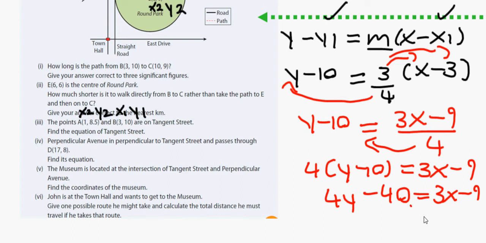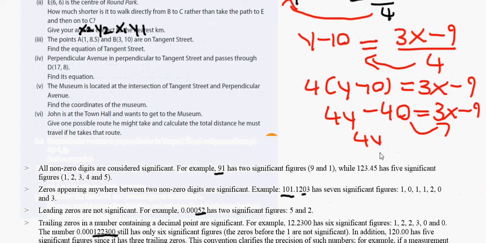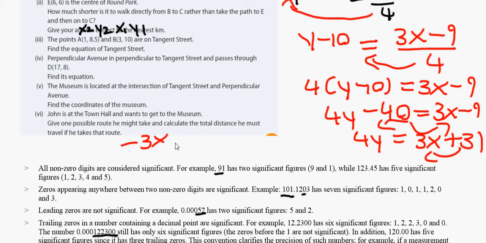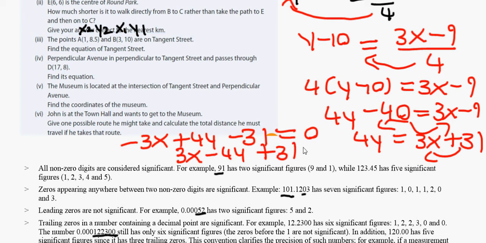You can bring the 40 over to your side if you want, and what we get is 4y equals 3x, and that turns into plus 40, which makes it plus 31. Or if we want it in a certain way, we could bring these back over to your side, and we could say it's minus 3x plus 4y minus 31 equals 0. Or another way of phrasing it would be 3x minus 4y plus 31 equals 0. All three of those answers are acceptable. Okay.